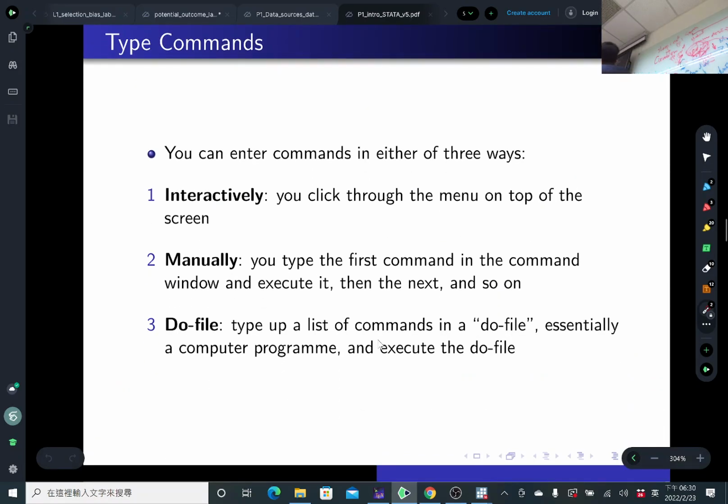There are several ways you can type your command. One way is interactively, like doing Excel. But I don't recommend you do this, because if you do this, every time you want to get the same result, you need to implement the same process, spend a lot of time just repeating the same action again and again. It's not very efficient. But I will still let you know how to do that.